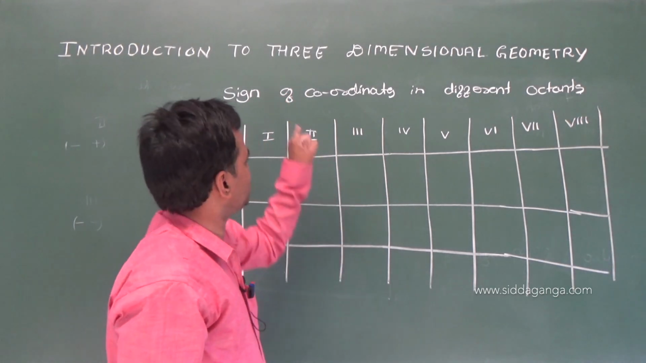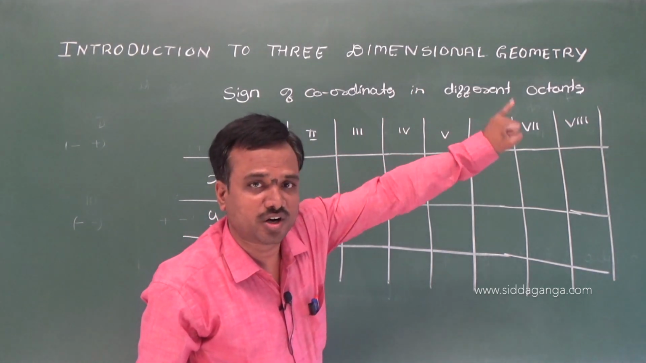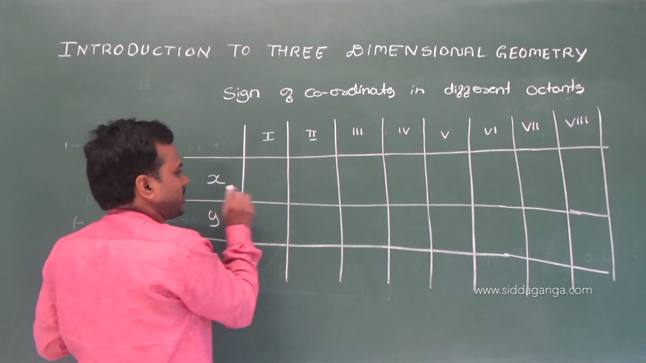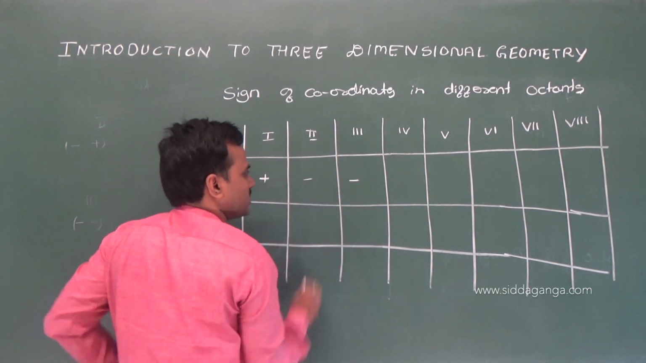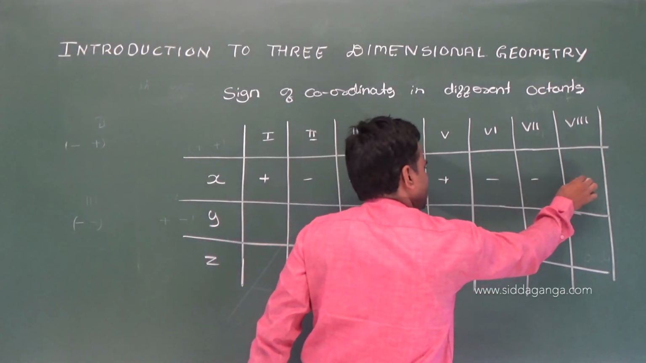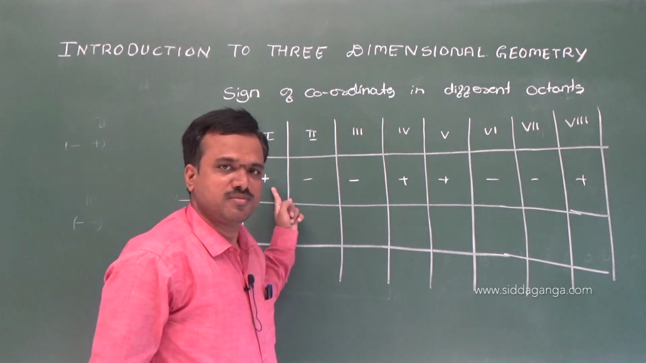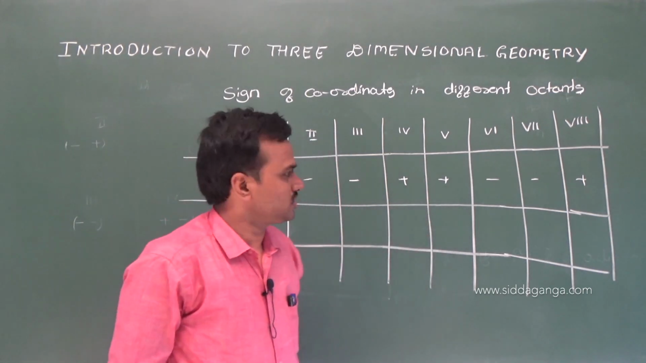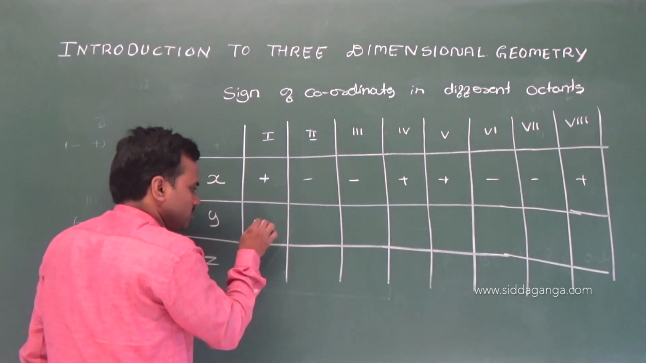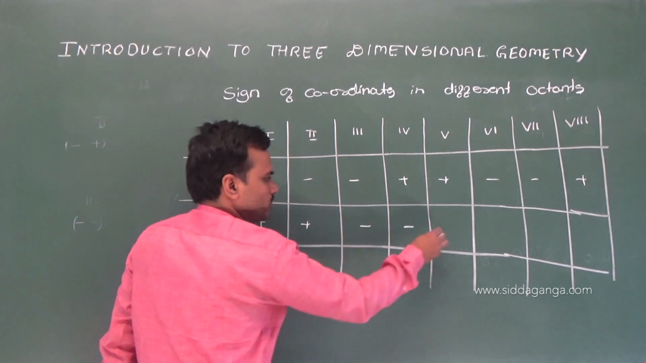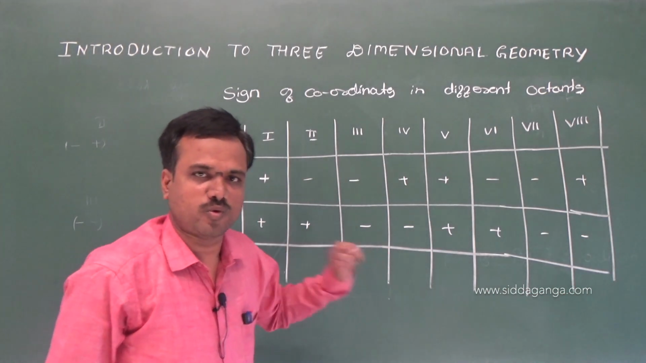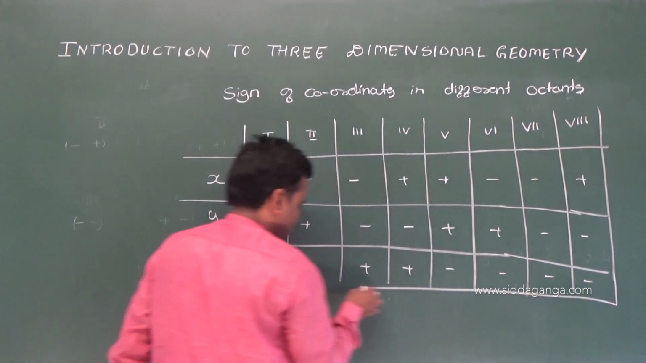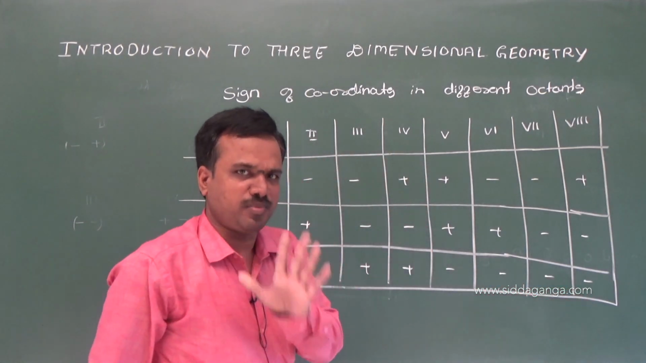Next we discuss the sign of coordinates in different octants. Means in the first octant, what is the x coordinate, y coordinate, z coordinate. For that, observe here. First I write plus, then we write 2 minus, 2 plus, 2 minus, plus. This is very important. For y, 2 positives, 2 negatives, 2 positives, 2 negatives. For the z axis, 4 positives, 4 negatives. Very simple, very easy method.